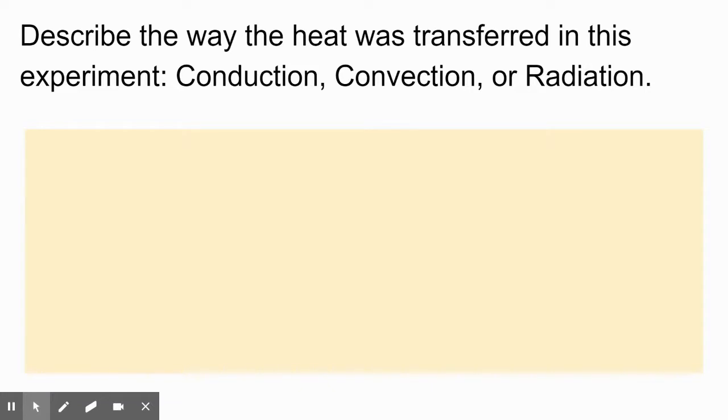Your next question says, describe the way heat was transferred in this experiment: conduction, convection, or radiation. So if you need to and you've forgotten what those words are, pull out your vocab from your science notebook last unit and look at those words. Remember, conduction is touch, convection is the movement of hot fluids up and cool fluids moving down, radiation is the feel of heat through empty space.